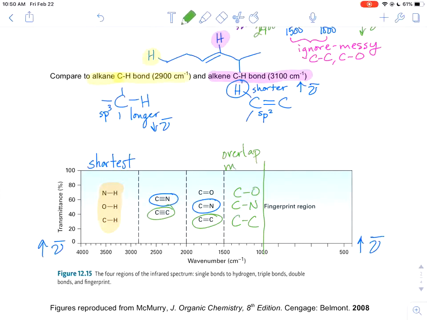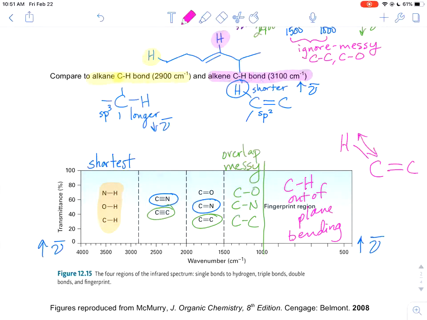It's difficult to distinguish anything from anything else. And then finally, the last region, this is where we have CH out of plane bending. Everything else that we've been talking about has been like, here's this CH bond, and we've been talking about it expanding and contracting, like them getting closer and farther from each other. But the out of plane bending is just like it sounds.